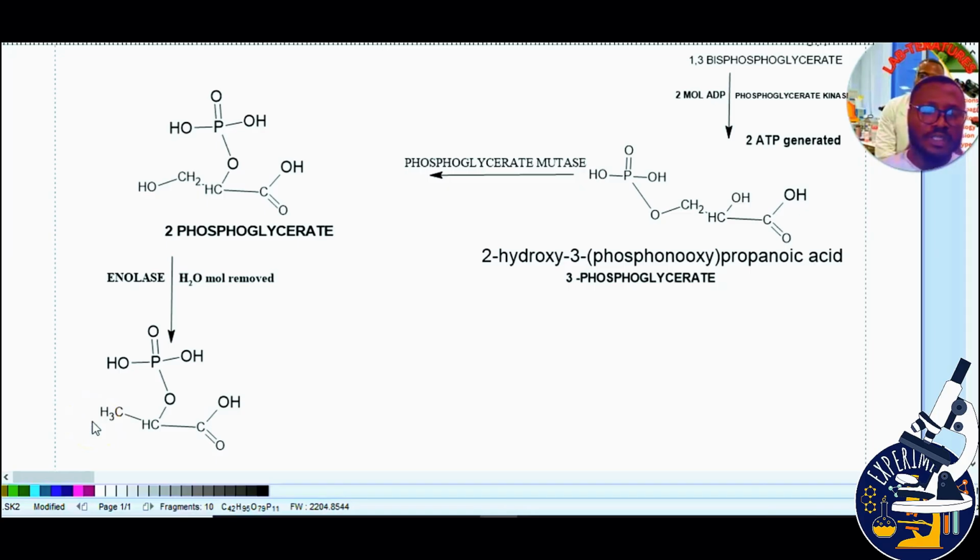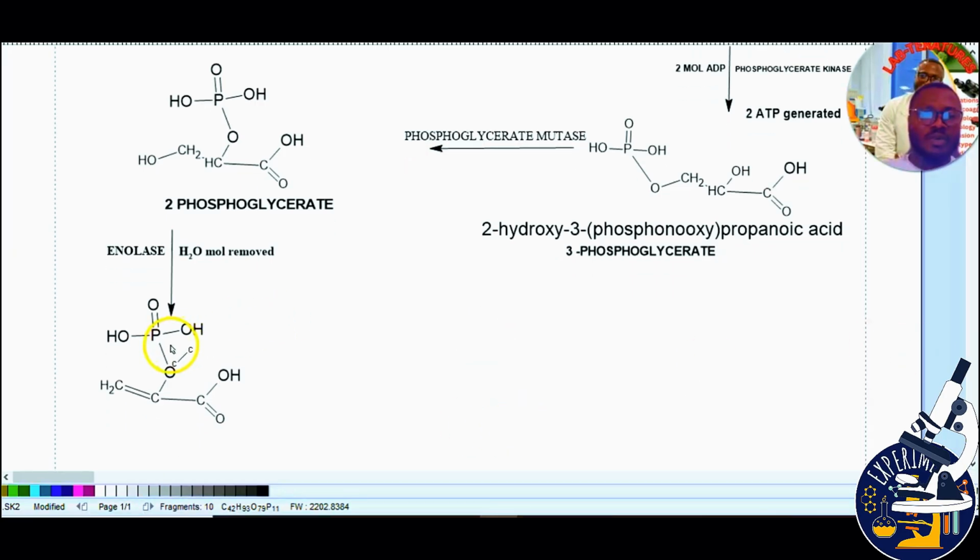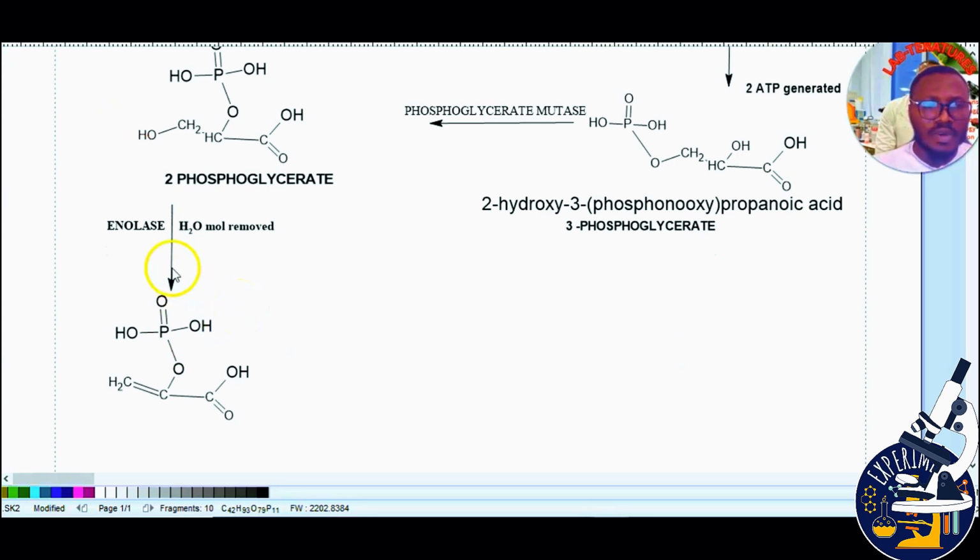We have removed this one and then we want to create a double bond here. So this is how the double bond will come up. We will create a double bond here, and now we can see this is what we have found as the new structure. And what is the name of this? It is called the phosphoenol pyruvate, and I'll write down the name of it here as phosphoenol pyruvate.